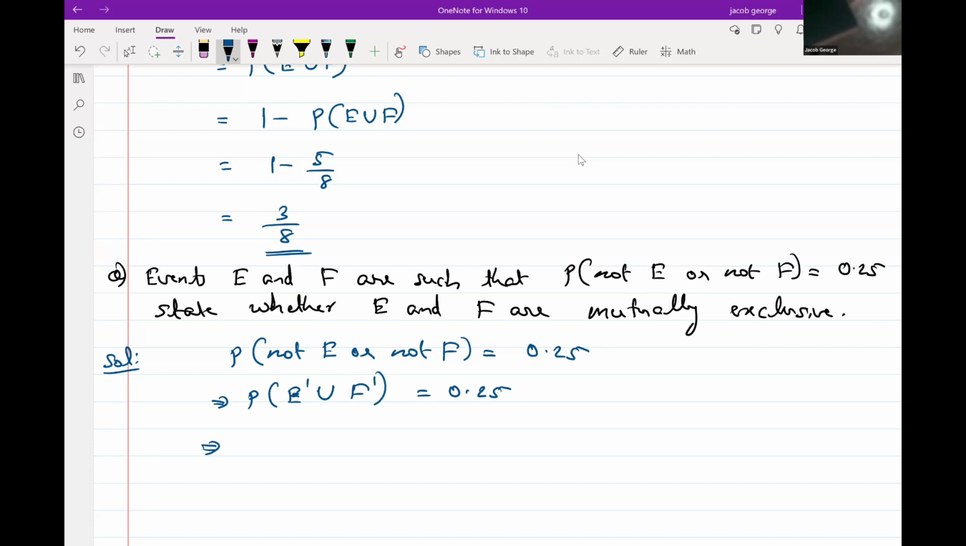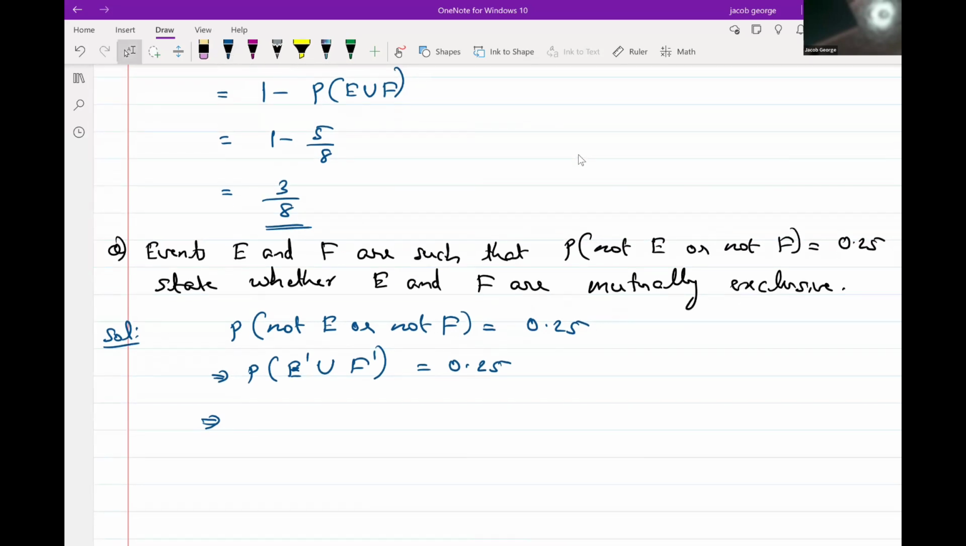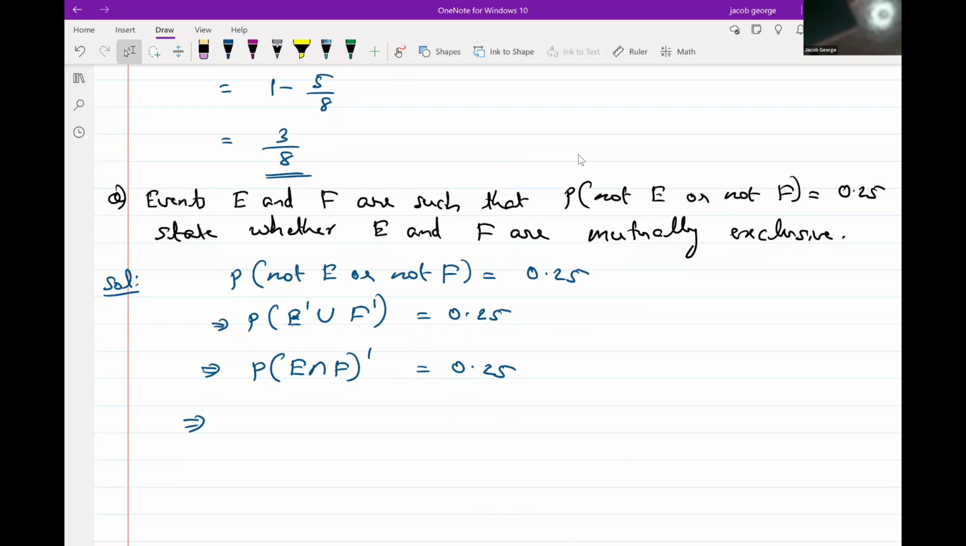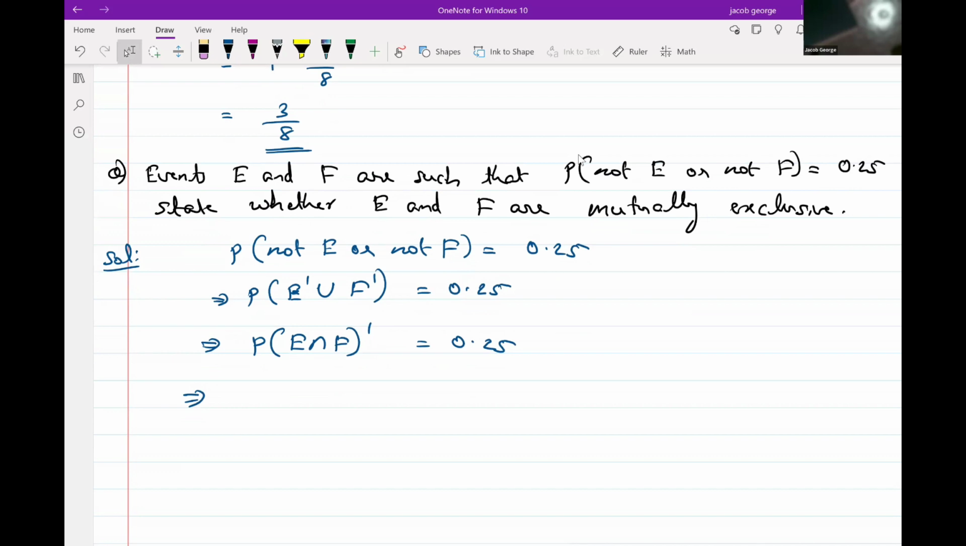Or is union. Again, by De Morgan's law, we can write the union of separate complementary events as intersection of the entire complement. So how will you write this by De Morgan's law? It is P of E intersection F, the whole complement. All of you understood? From this step, can you find out P of E intersection F? I'll give you 1 minute. All of you please try.